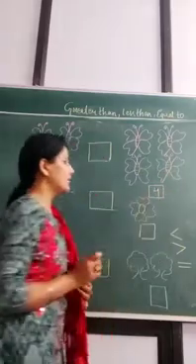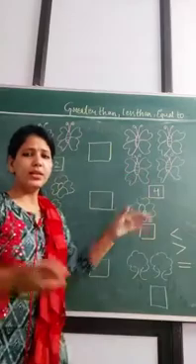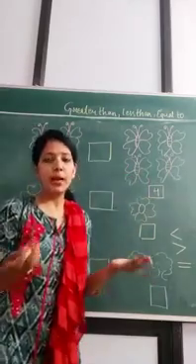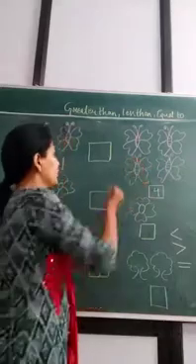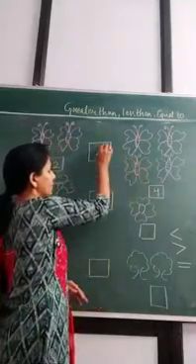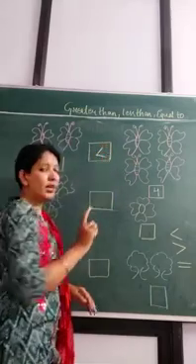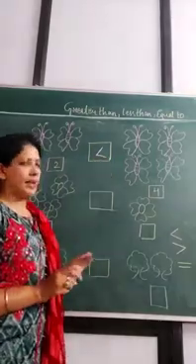So 4 butterflies. In this side there are 2 butterflies and in this side 4 butterflies. So we can compare in which side there are more butterflies. So this side, it is a greater than sign. This sign represents it, so we have to put a greater than, right? We are going to compare. So this is a greater than sign.